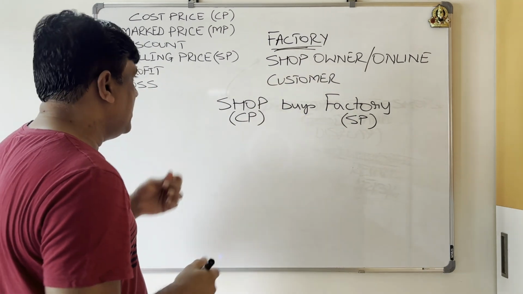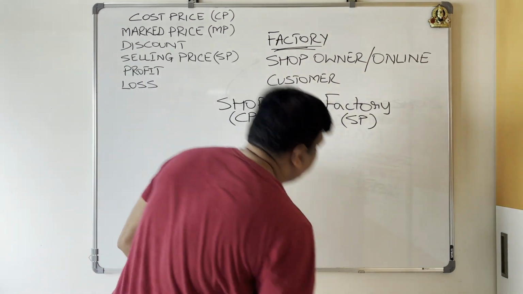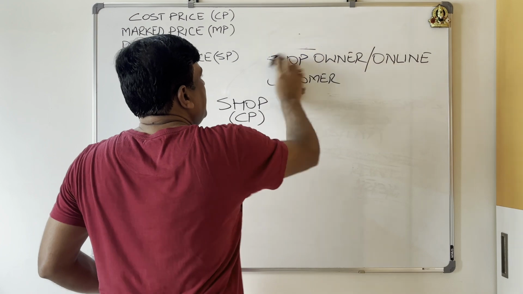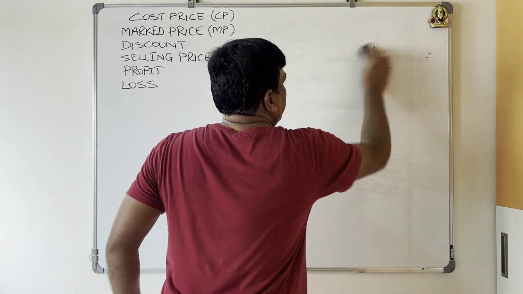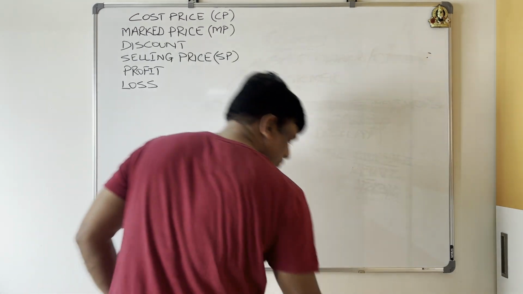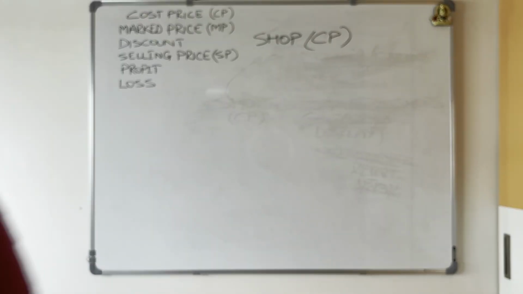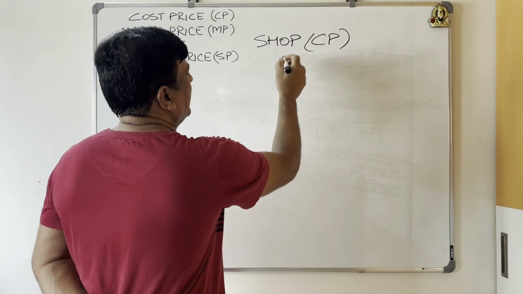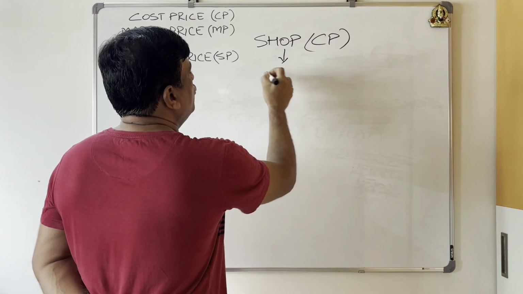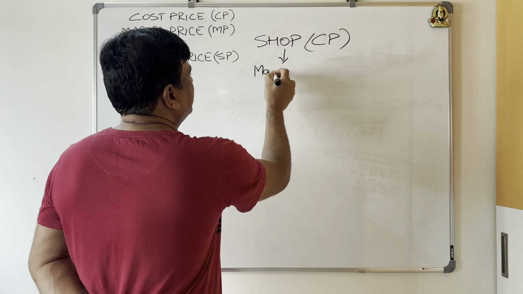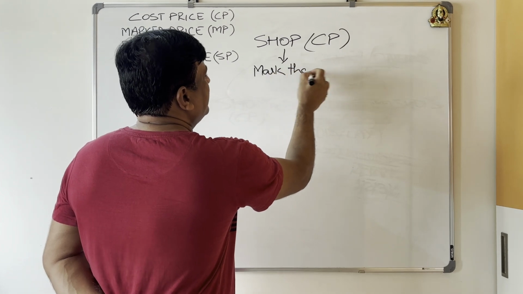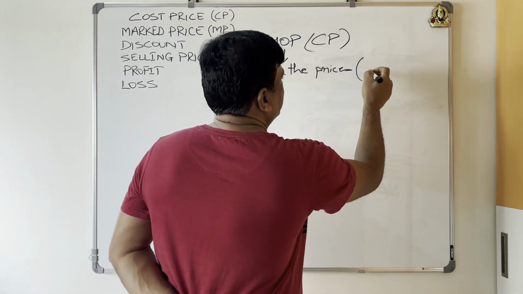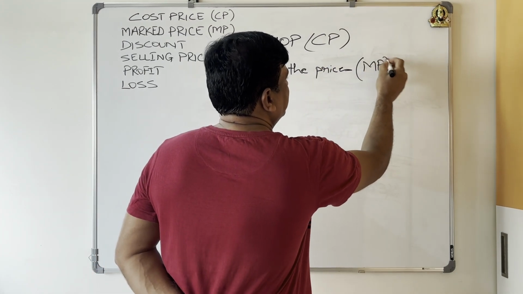Now we will do away with the factory. We don't have to worry about the factory at this point of time. Now let's get into more details around all these prices. So the shopkeeper buys from the factory, and that is known as the cost price. Once he gets those goods, he will mark the prices on those products to be sold further, which is known as the marked price.